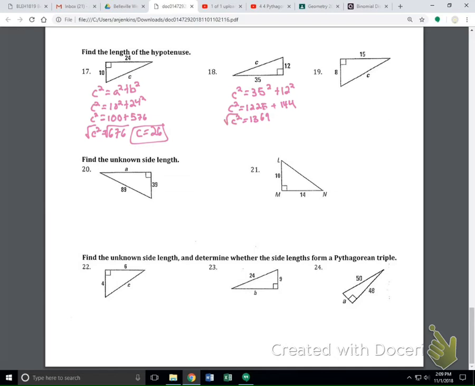Okay, we're going to square root both sides because, again, that's the inverse operation of a square. C equals, what is the square root of 1,369? 37.